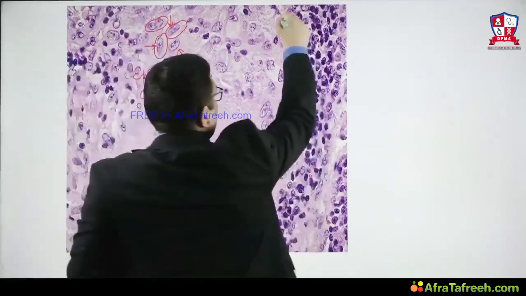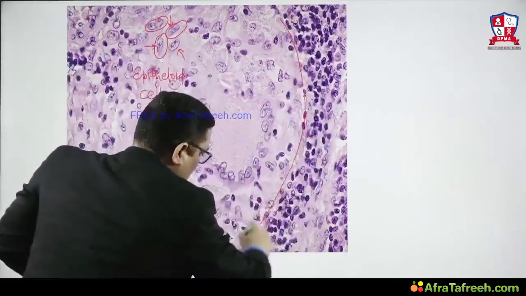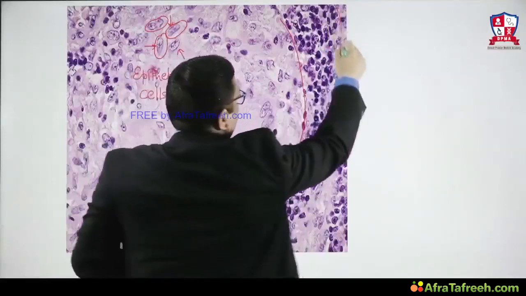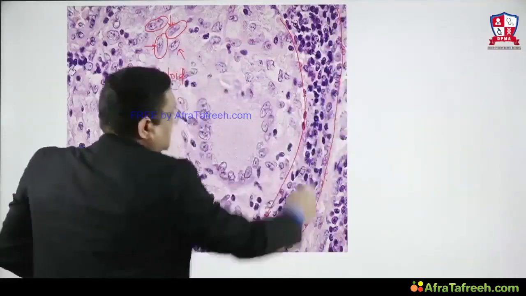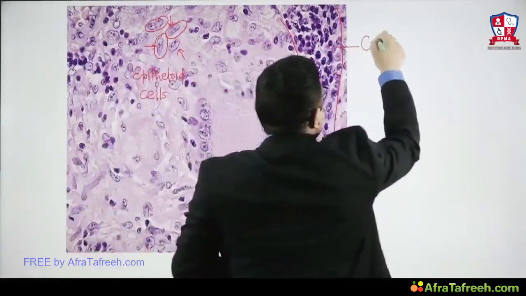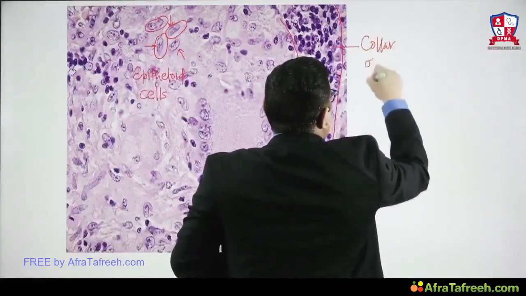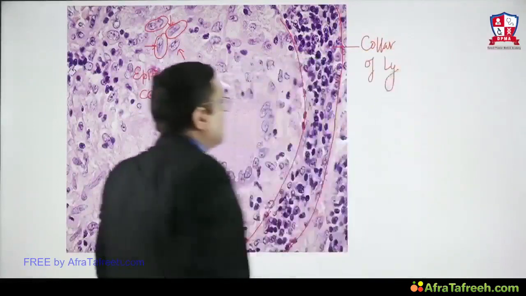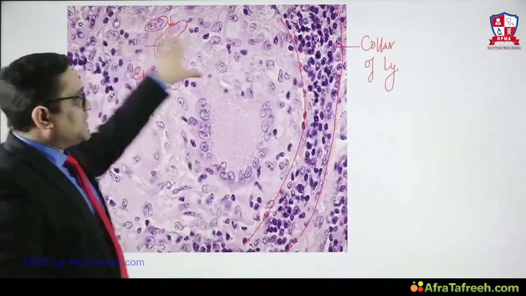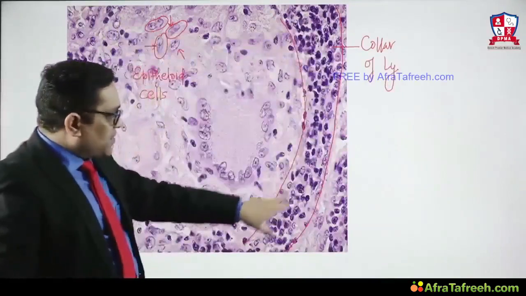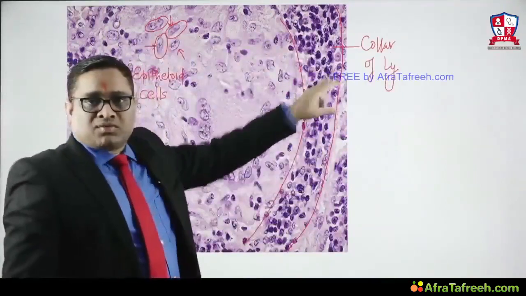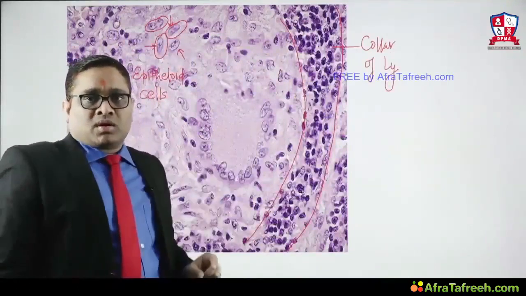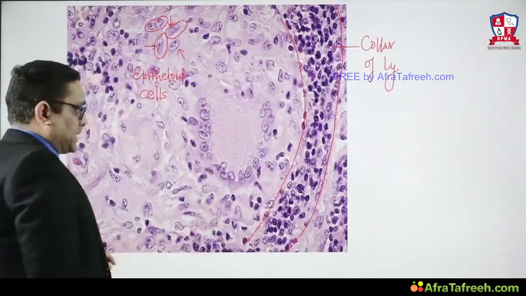And when you are looking at this area, you can see so many dark nuclei containing mononuclear cells. This is the collar of lymphocytes. So you can see epithelioid cells and a collar of lymphocytic infiltrate. All these are lymphocytes showing dark blue nuclei, right?